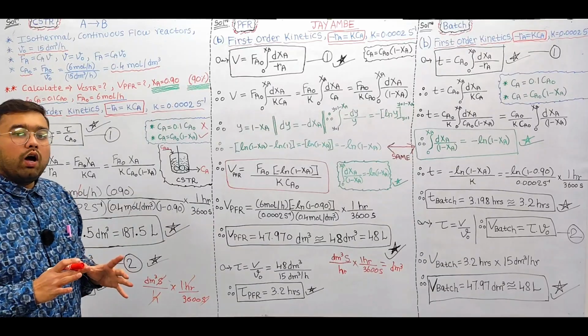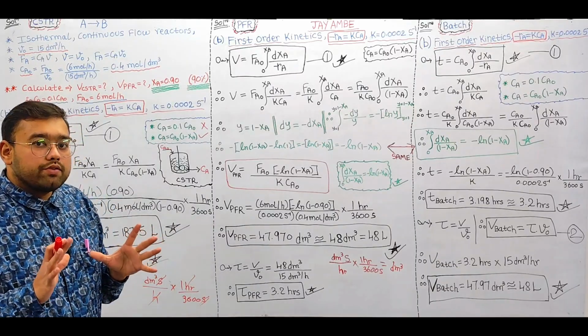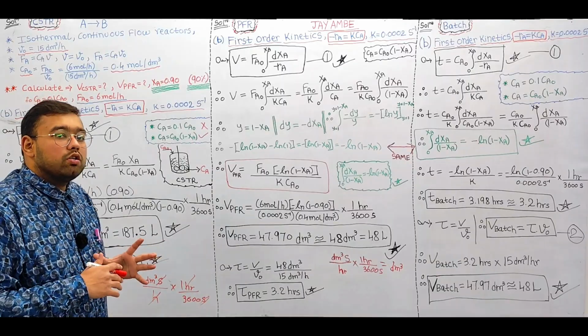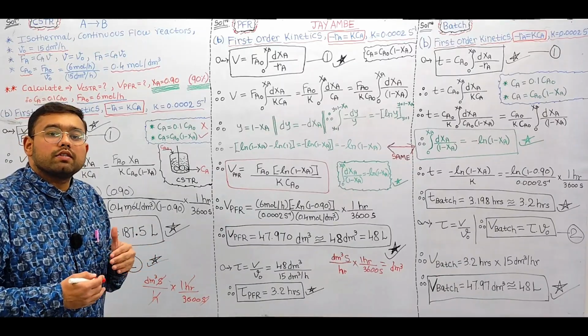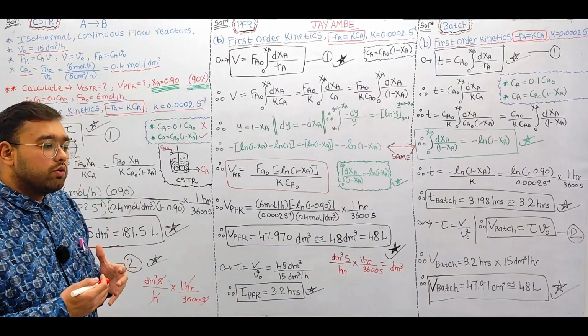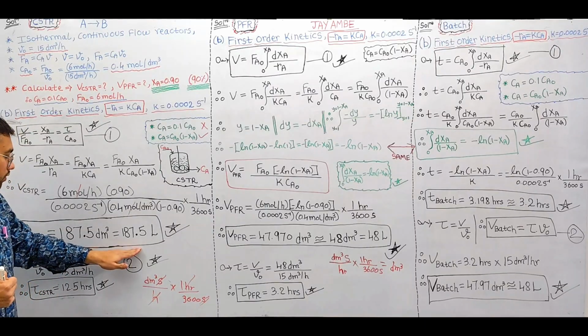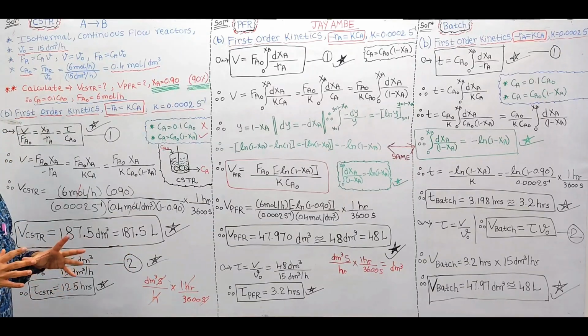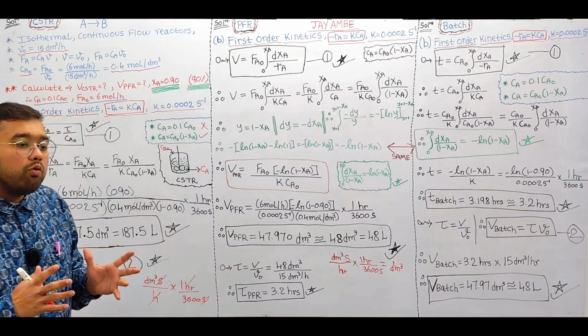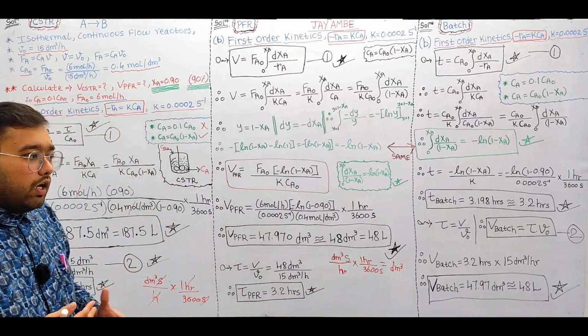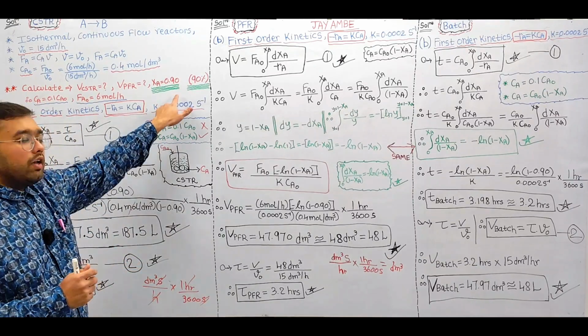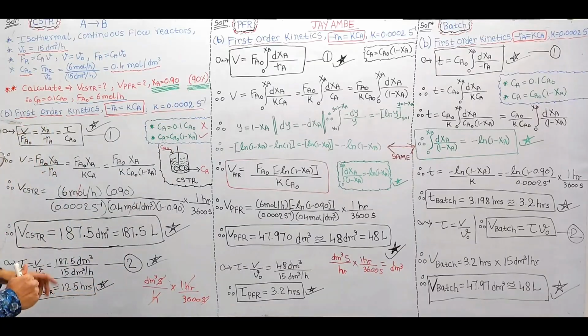Now we know how large a volume of CSTR is required to carry out the first order reaction and achieve the desired conversion of 90%. We have calculated that 187.5 liters of volume is required, but we don't know how much time it will take to achieve the desired conversion. So let's understand that and calculate.